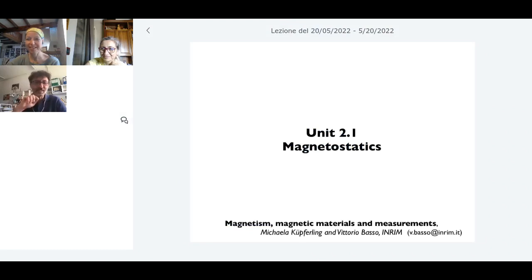Very good. Okay, so again, welcome everyone to this second lecture. In the first part, we will face the problem of magnetostatics, and at the end, we'll touch the issue of units in magnetism, and also what has changed with the new international system. Okay, so magnetostatics. What do we mean by magnetostatics?